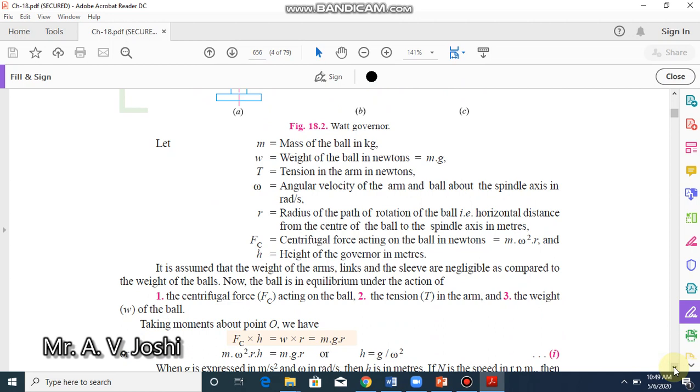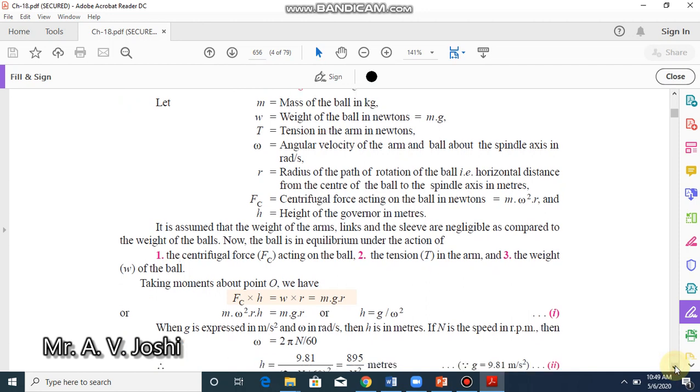It is assumed that the weight of the arms, links, and the sleeve are negligible compared to the weight of the balls. This is the assumption condition for the governor. Now the ball is in equilibrium. The centrifugal force Fc acting on the ball, the tension T in the arm, and the weight of the ball, these three are needed to calculate Fc or the height of the governor.